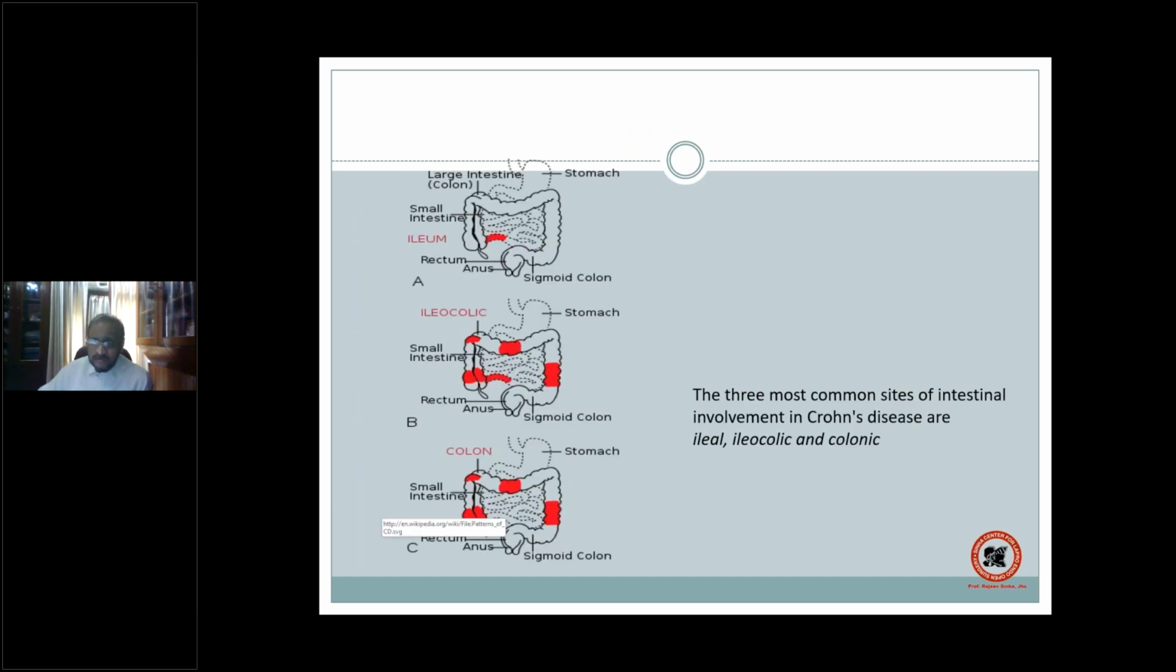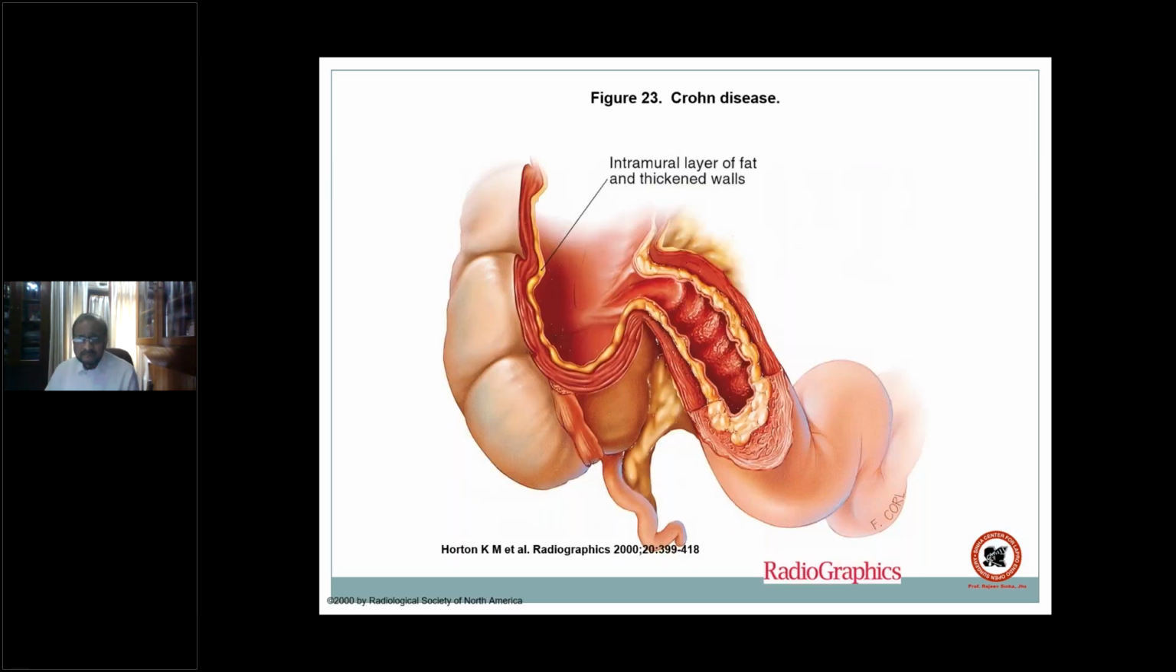Now, if you look at the three common sites of intestinal involvement in Crohn's disease: number one, the ileum, the most common. Number two, ileocolic, and of course the colonic. Three primary sites where you have involvement of the bowel in Crohn's disease.